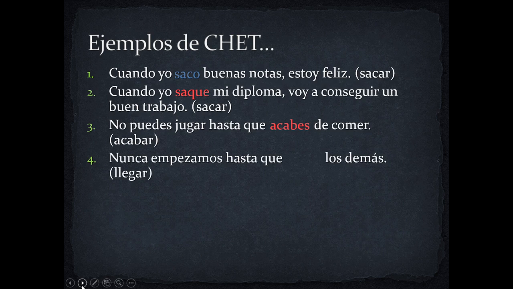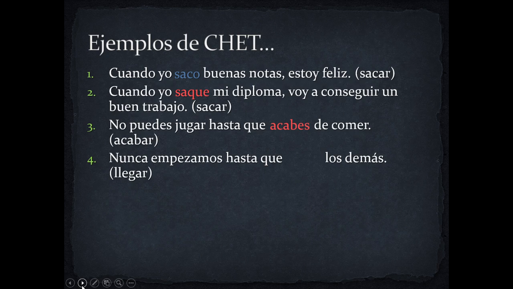Número 4. Nunca empezamos hasta que blank los demás. Ahora, los demás means the rest, like the other people, the rest of the people. That's how we say the rest, los demás, or the others. So we want to say, we never begin until the others arrive, llegar. So the person is saying, we never begin until the others arrive.